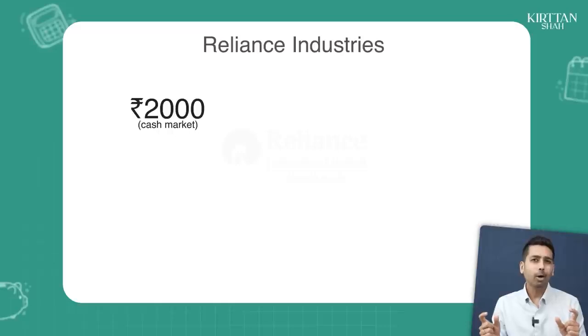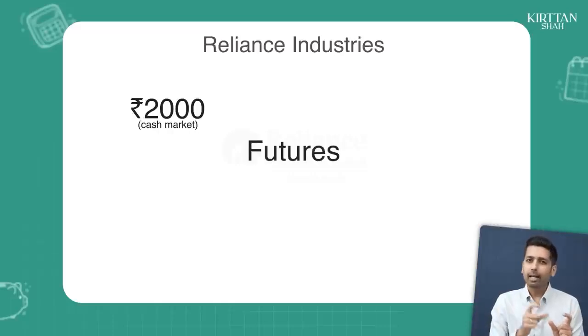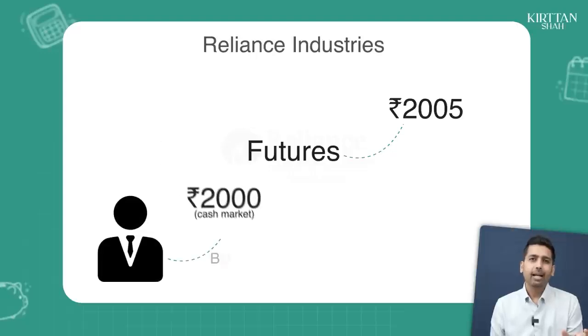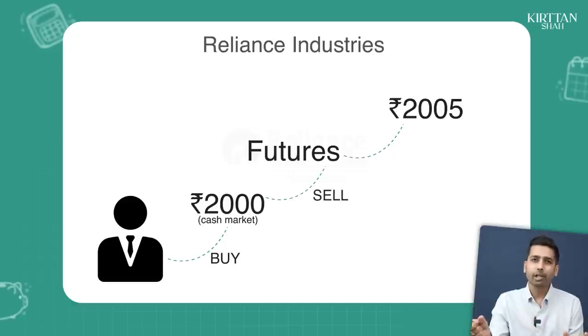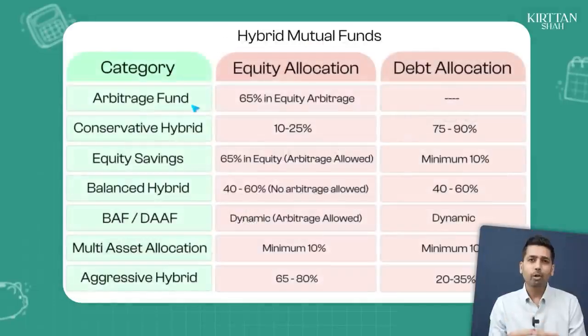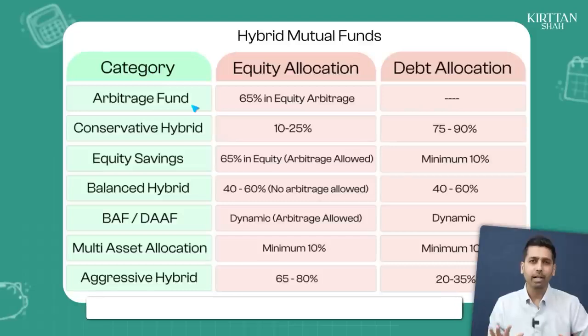And then there is something called futures. Now, if the Reliance futures is available for 2005 rupees, all that the fund manager really has to do is buy the Reliance stock in the cash market at 2000 and sell it in the futures market at 2005. When they do this transaction, they lock in this 5 rupees of benefit, which is going to be made by the fund irrespective of wherever the stock price of Reliance goes.